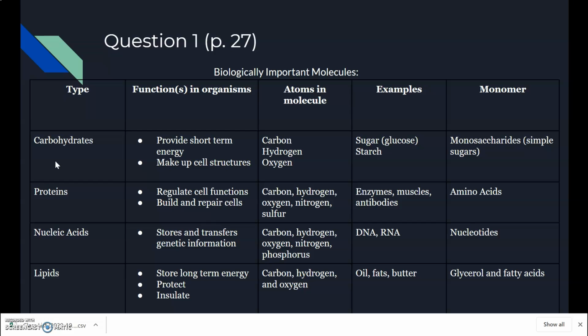Now, proteins help regulate cell functions, and they help build and repair cells. We encountered proteins in the last unit, remember, with facilitated diffusion and active transport? You can find these in your cell membrane. And when it says regulate cell functions, well, it helps bring stuff into and out of our cells. We saw that. And proteins also help build and repair cells.